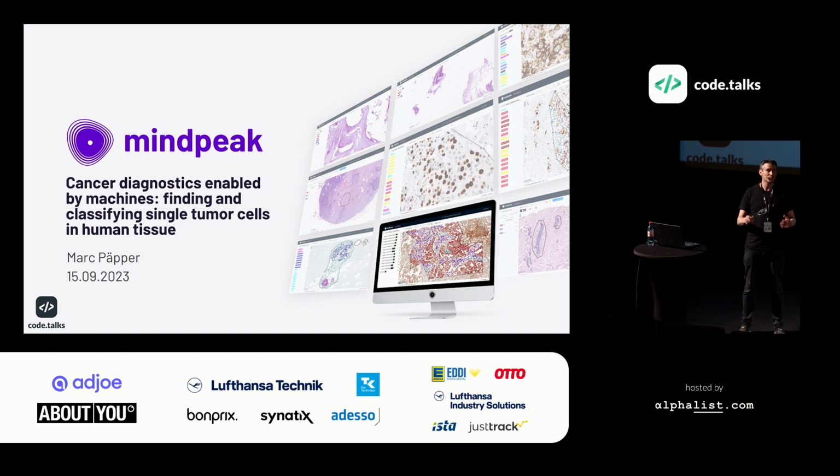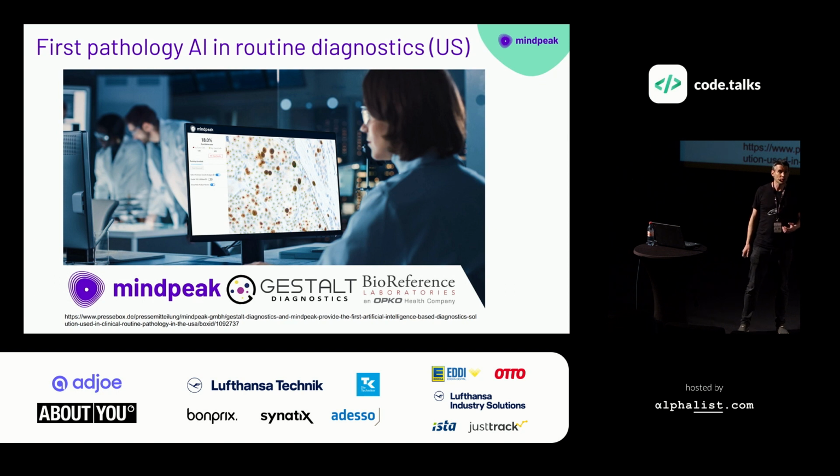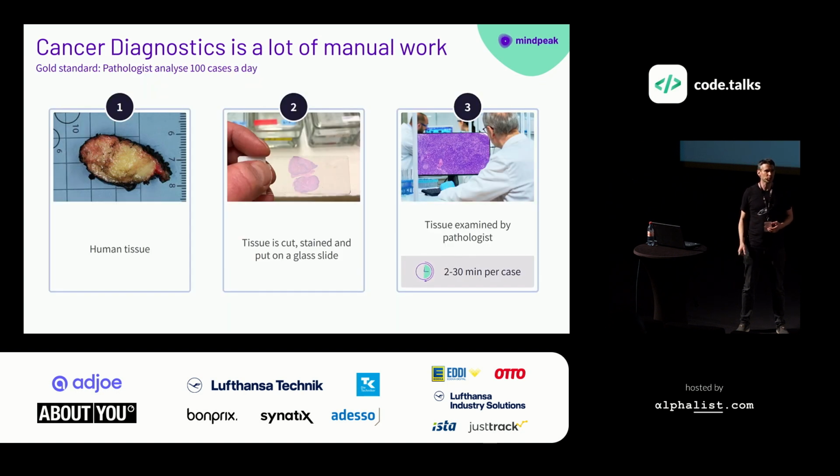I'm happy that some of you came to the last session today, and I will explain to you a little bit how we try to combat cancer with deep learning. We were the first to bring an AI into pathology routine diagnostics in the United States. That's quite a big achievement, given that we're a small team of like 25 people, and there are competitors in the US that are like 10 times bigger. I want to talk to you about how we managed to do so and what our learnings were on the way. But first, a bit of background.